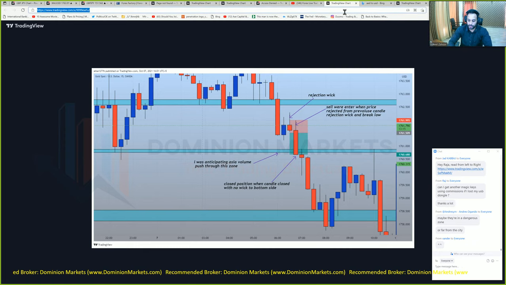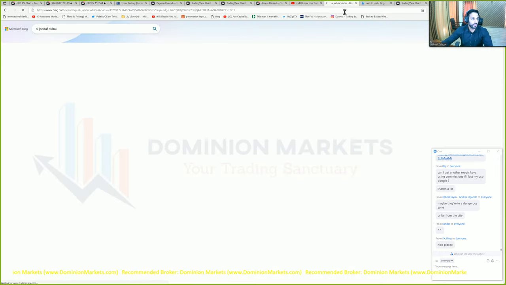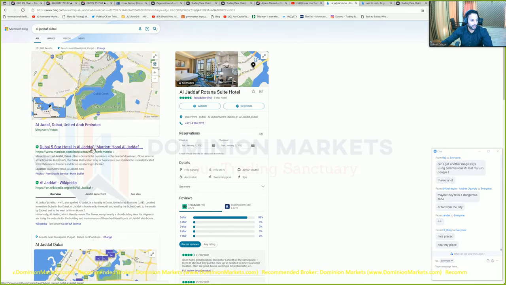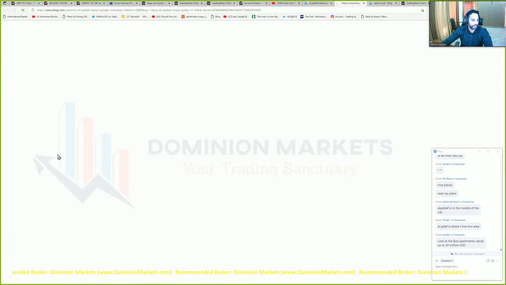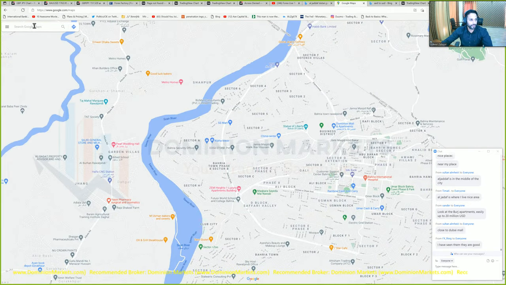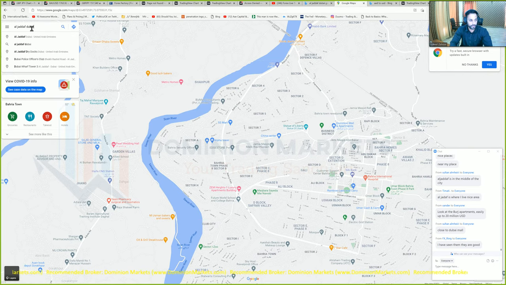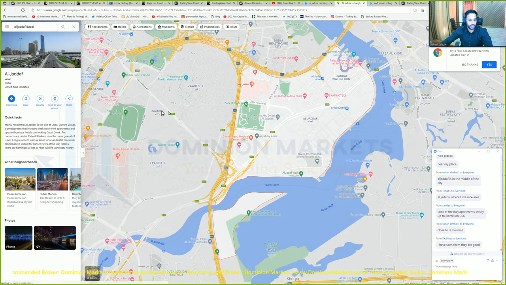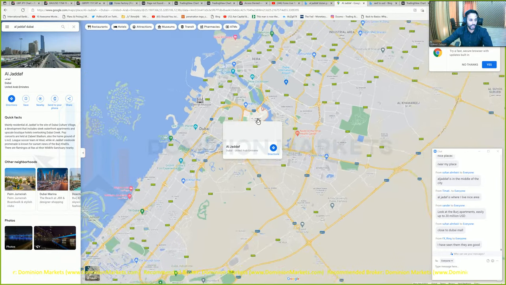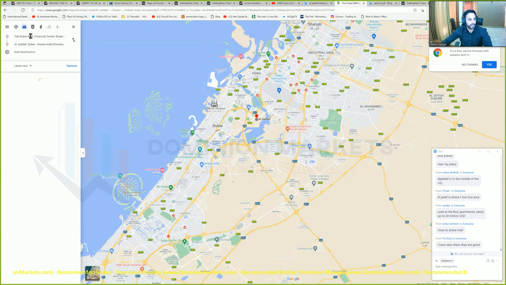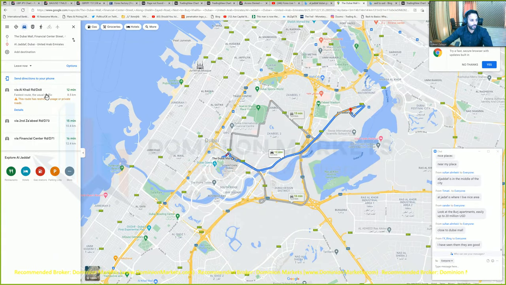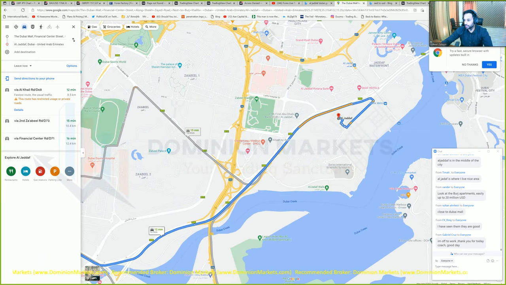Al-Jadaf. Let's see how far this is. Gonna do some extracurricular activities here now. Where's Al Jadaf? Oh, damn, this is far away. Let's see from Dubai Mall. Oh, it's not that far away. It's a 12 minute car ride. Yeah, these aren't bad at all. You get a 1300 square foot apartment.